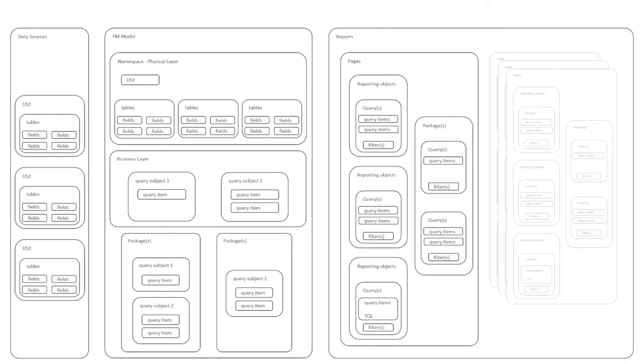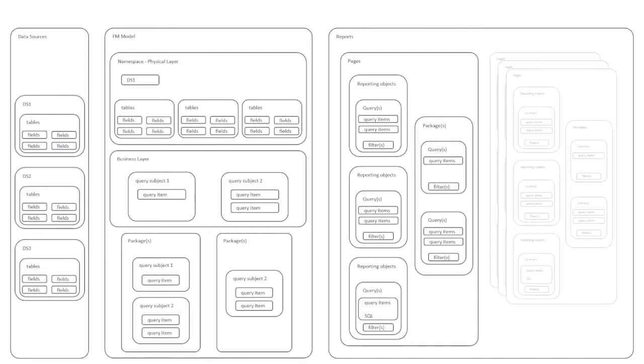This is a pretty common view you might encounter when mapping your data sources to your FM models, to your reports. Here we've got multiple data sources in different databases. We've got those that tie to different layers in your FM models, the physical layer, business layer. We've got packages coming out of that. We've got reports which have their own objects as well. We've got queries, objects that are driven from the queries, and lots of different pages. So it's a lot of moving pieces, as you can see.